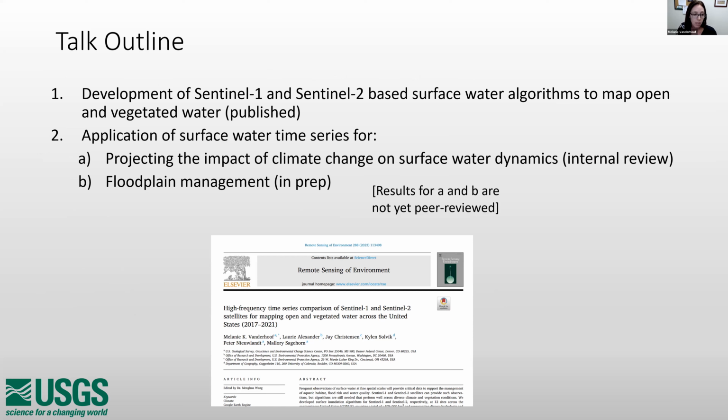I'm going to share two algorithms, a Sentinel-1 based and a Sentinel-2 based surface water algorithm, that we recently developed to map open and vegetated water. This work was published earlier this year in Remote Sensing of Environment. Then I'm going to share a little on two projects where we're applying those surface water algorithms. The first is projecting the impact of climate change on surface water dynamics. The second is a floodplain management project fairly close to you in Memphis. I'll note that both applications will eventually be published, but are not yet peer-reviewed, but I find it much more fun to talk about ongoing research than published research. So bear with me that they're both still in draft format.